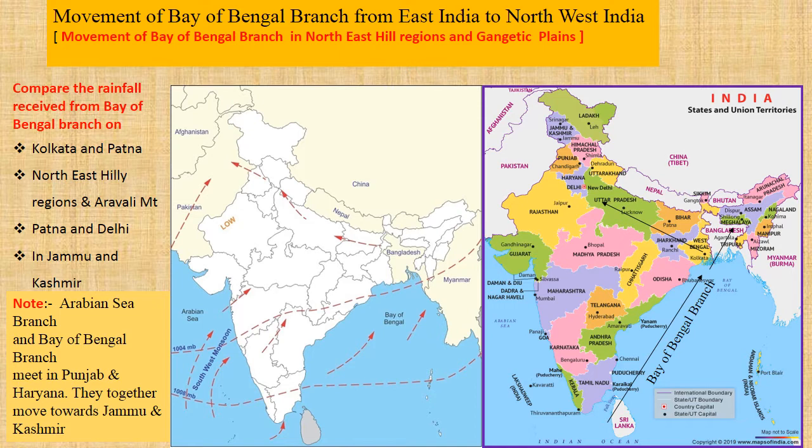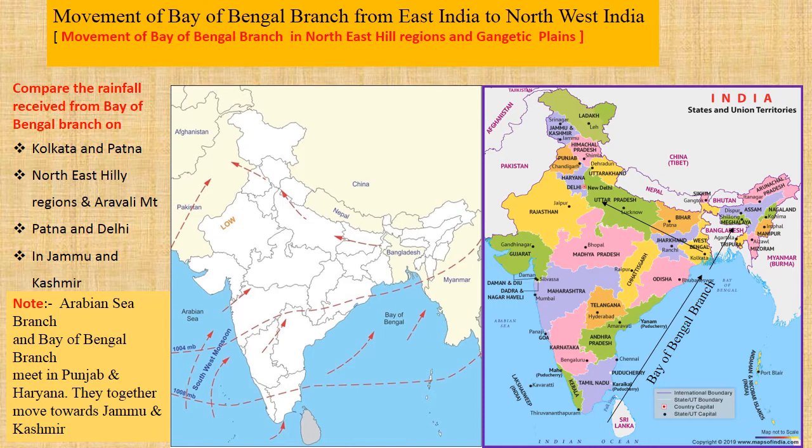Again here the second point is about comparison but between Patna and Delhi. Patna will receive more rainfall from Bay of Bengal branch compared to Delhi because Patna lies in the lower Ganga valley and it faces the Bay of Bengal branch first. Delhi lies in the upper Ganga valley and faces the Bay of Bengal branch later.